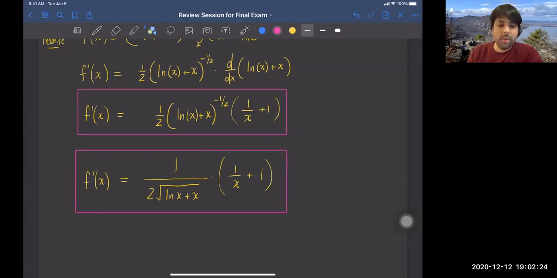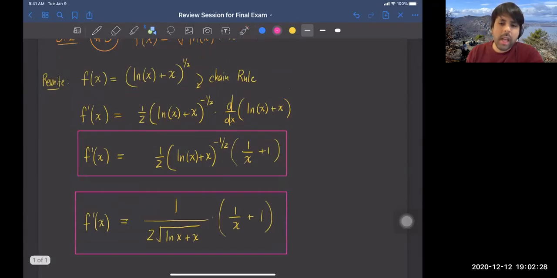Okay, so that's how I would approach this. This is really just applying the chain rule onto logarithmic functions. That's it. So does that suffice, Arnab?